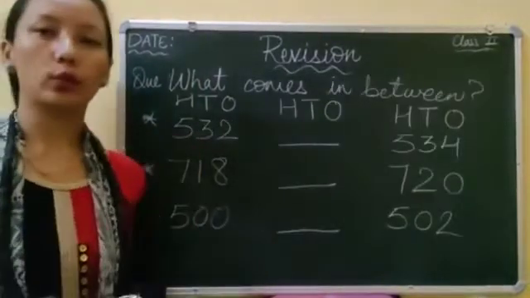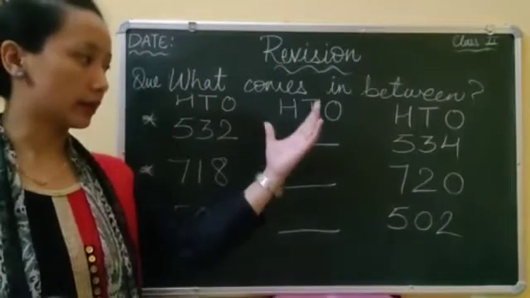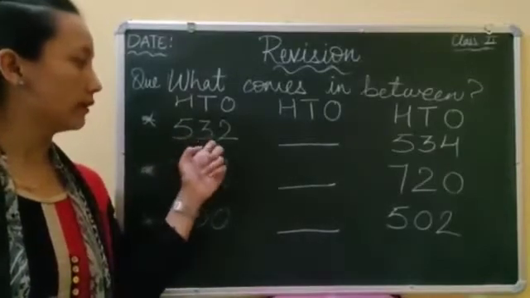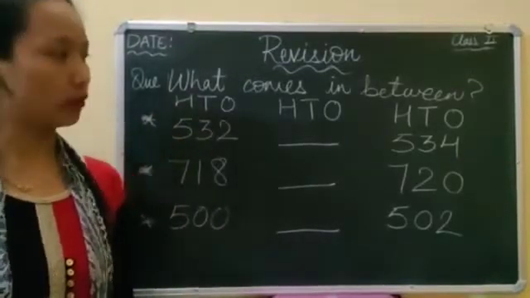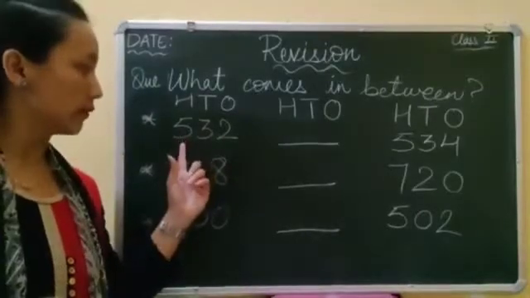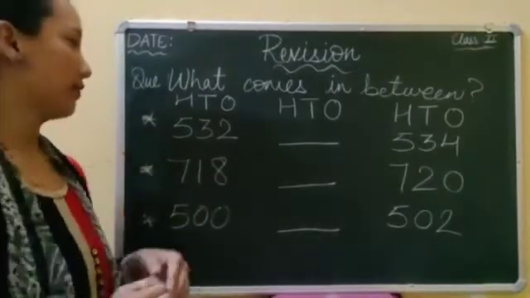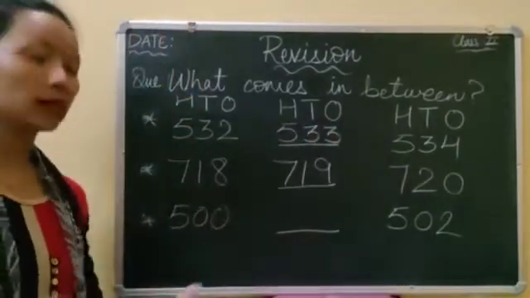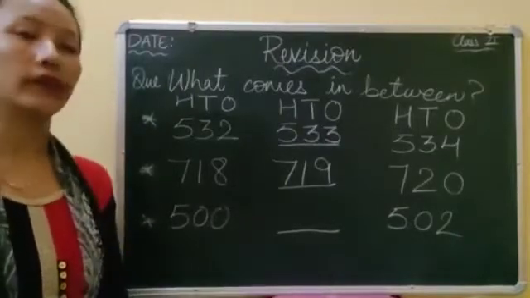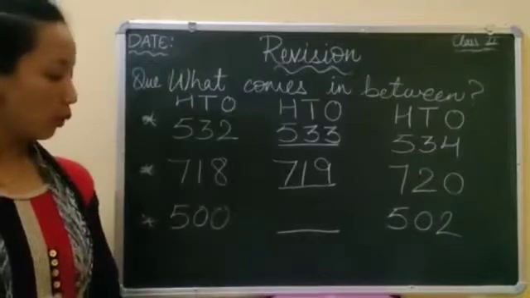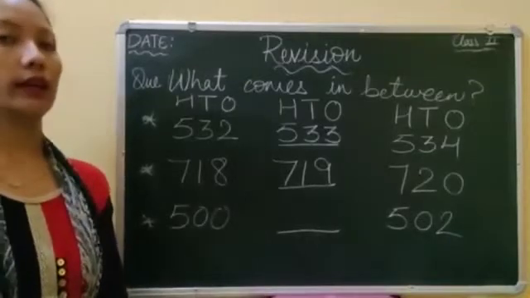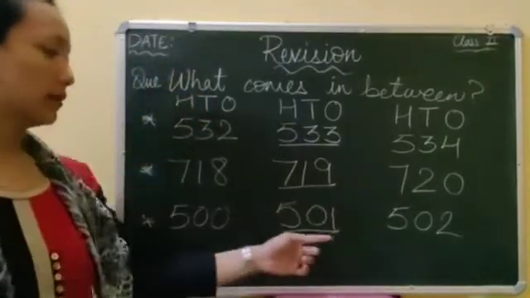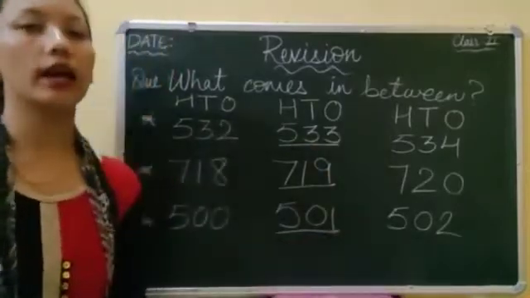Next, what comes in between? So here you will write the numbers that come in between. Okay. First we have, what comes in between 532 and 534? What comes after 532? Yes, 533. Next, what comes in between 500 and 502? What comes after 500? Yes, 501. 501 comes in between 500 and 502.